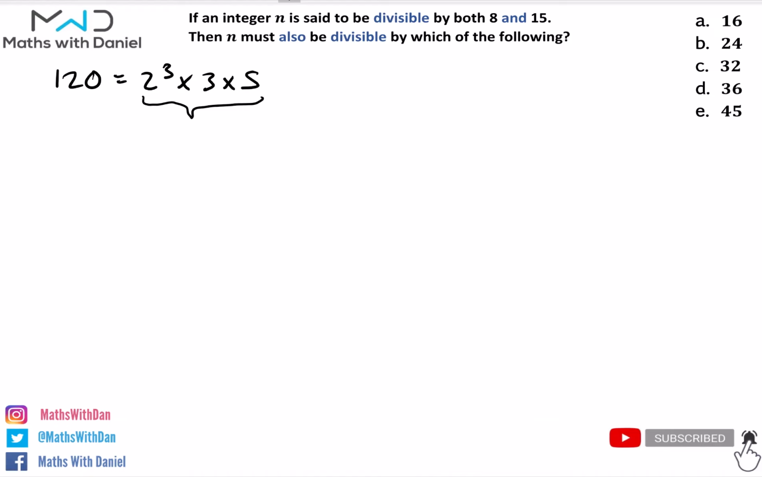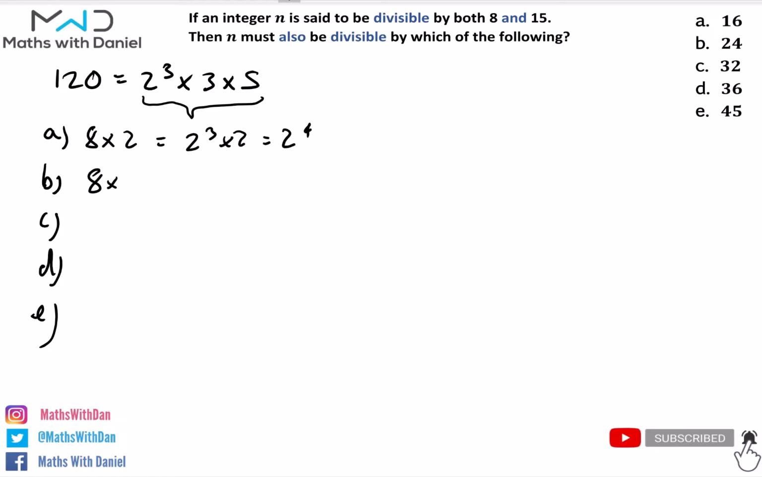So what you can do is, for each option, A, B, C, D, and E, list the prime factors. Let's do the first one. 16 is 8 times 2, which is the same as 2 cubed times 2, which is 2 to the power of 4. 24 is 8 times 3, which is 2 cubed times 3. That's it with that one.